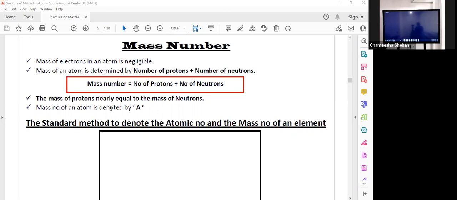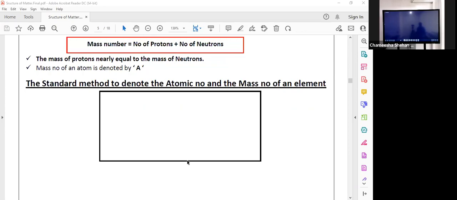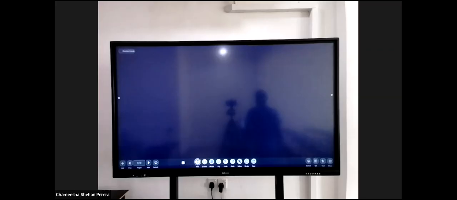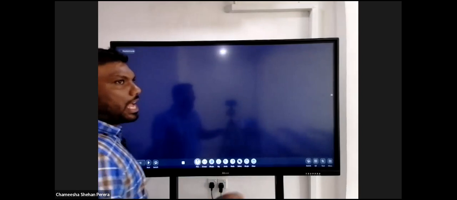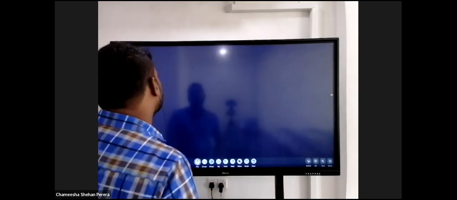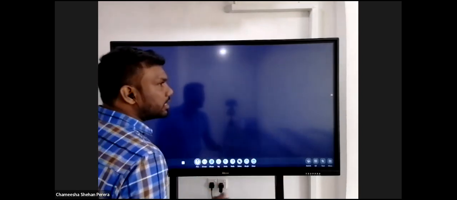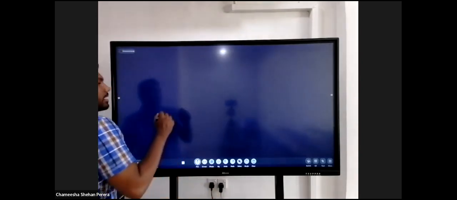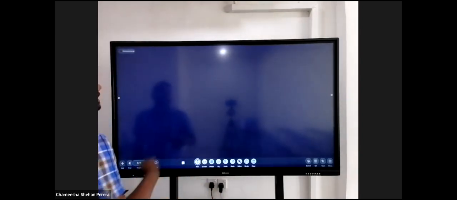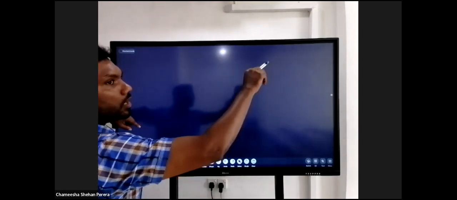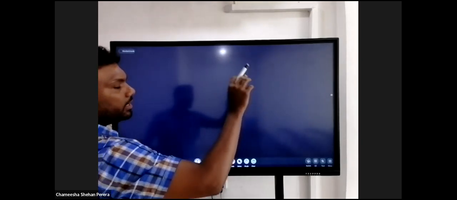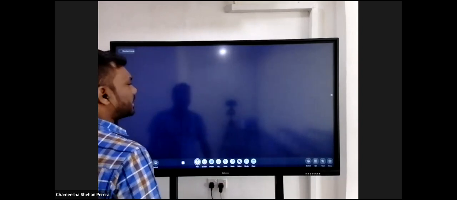Then we are going to understand the standard scientific method of indicating the mass number and the atomic number of an atom. I have given you a box in which you have to note this down. Just hold on for a second. I'll tell you what it is. Save your space.